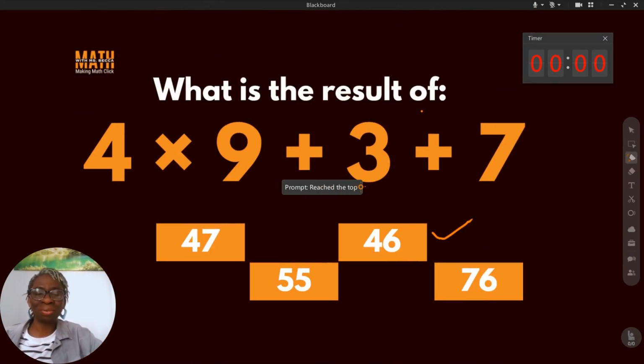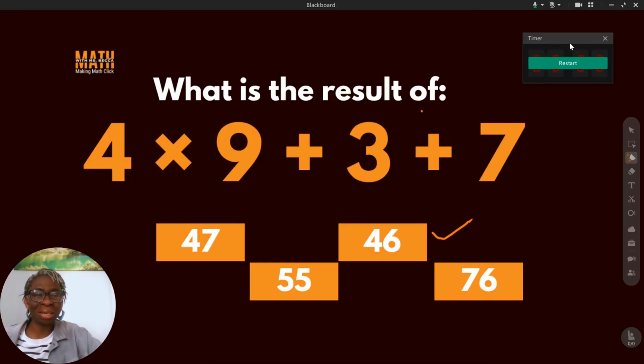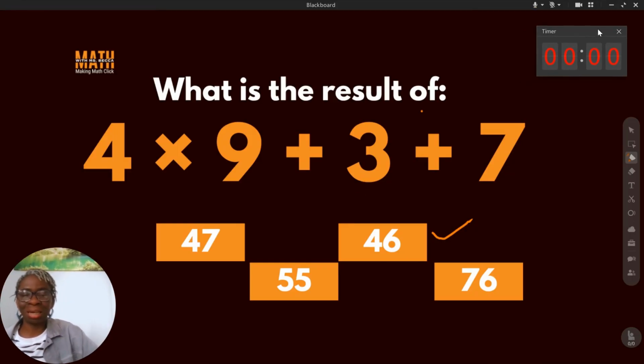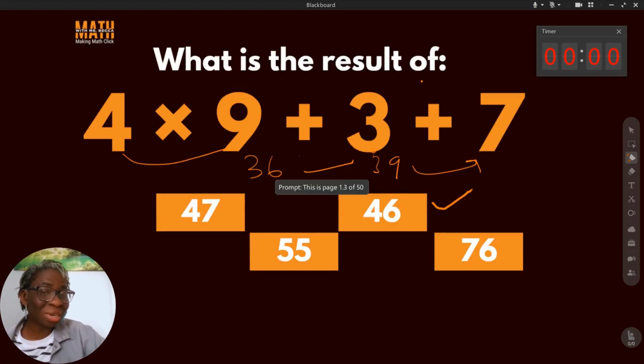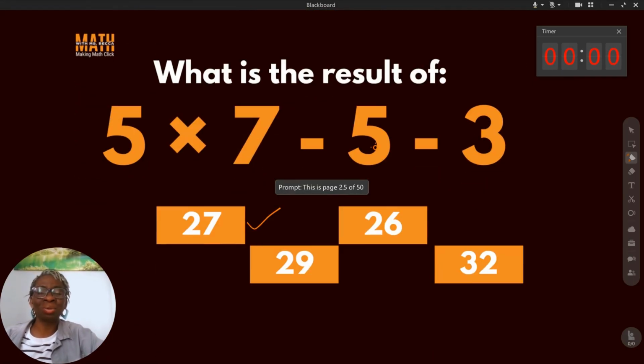So let's start with the first one. How did we get 46 for the answer? Let's see. We multiply before we add. So 4 times 9, this is 36. 36 plus 3, this gives 39, and 39 plus 7 gives 46. That is how we got 46. Did you get it? Let's see the second one.